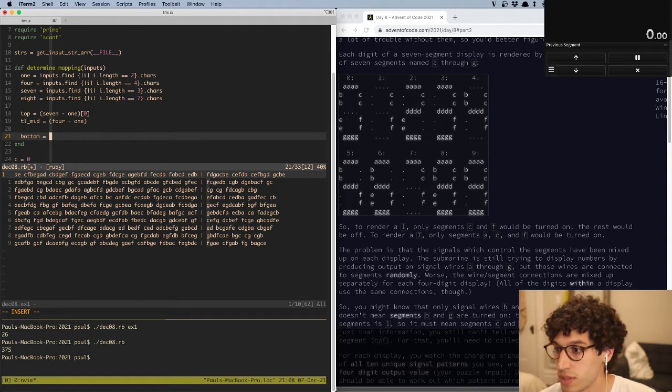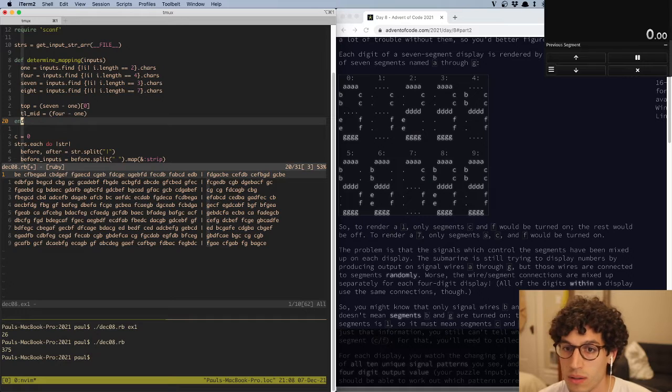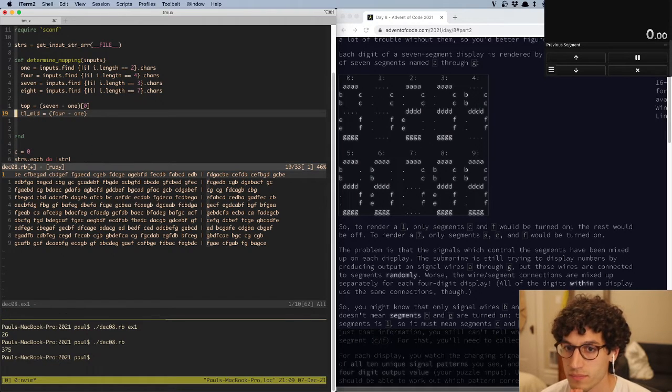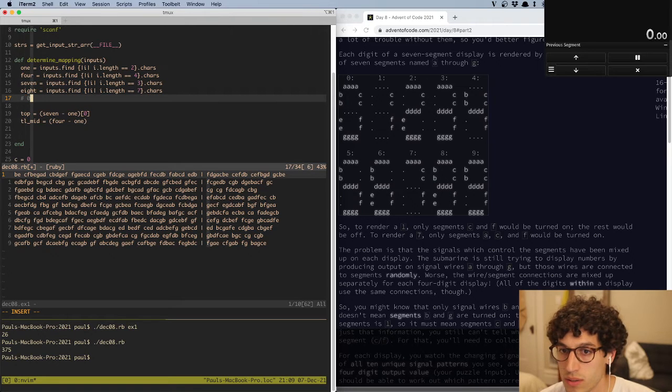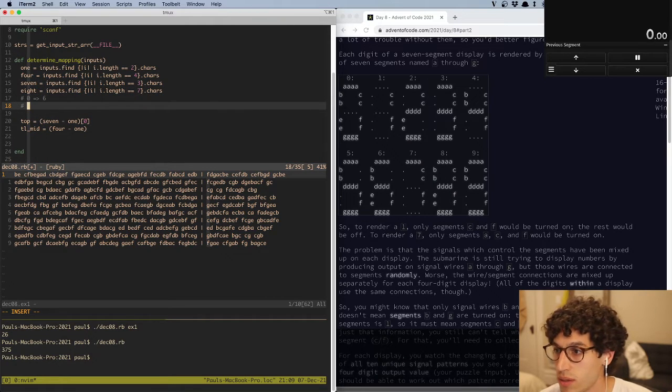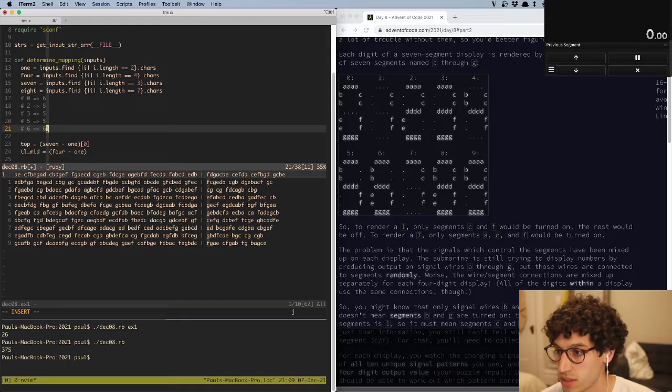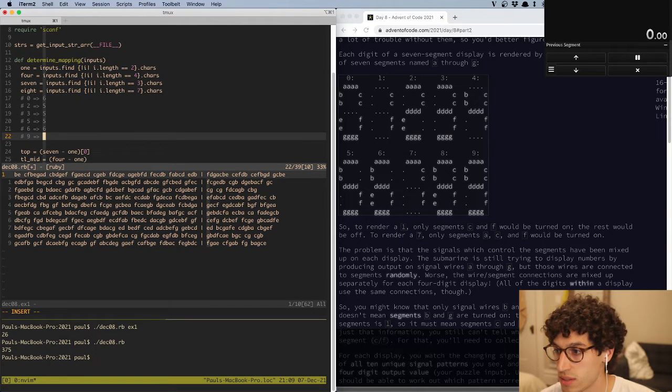Bottom equals, but I don't know which one is 9. Top left mid. Okay. 0 is 6. 2 is 5. 3 is 5. 5 is 5. 6 is 6. And 9 is 6.